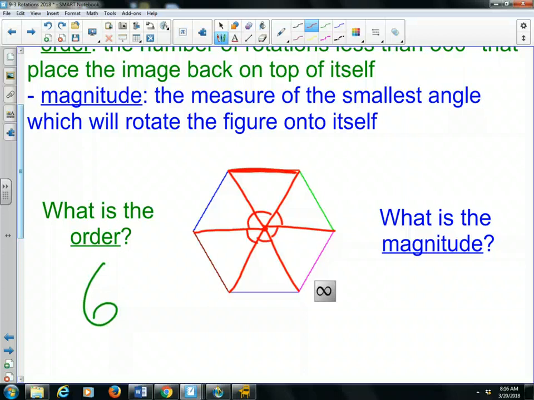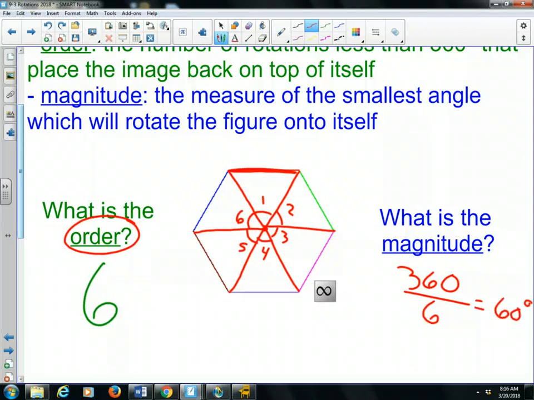Well, there's 360 degrees in a circle, and there are 1, 2, 3, 4, 5, 6 angles. So the magnitude is 360 divided by the order. The order is 6, so 360 divided by 6. The smallest it can be rotated is 60 degrees, and then it lands back on top of itself. So that's the magnitude. It's the measure of the smallest angle which will rotate the figure onto itself.